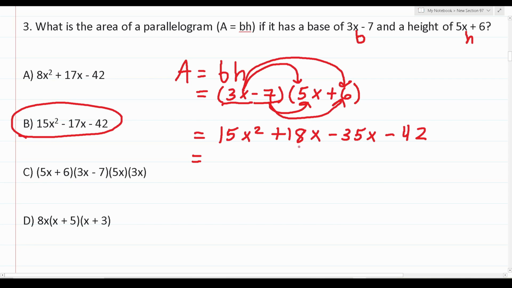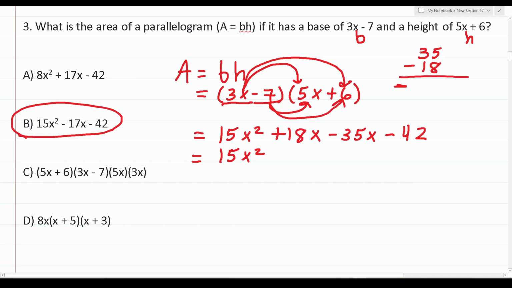That said, if we want to work this out fully, we have to combine like terms, notably 18x and negative 35x. So let's go ahead and do that. We can actually regard this like this: 35 minus 18, but we know our answer is going to be negative since negative 35 is bigger than positive 18.